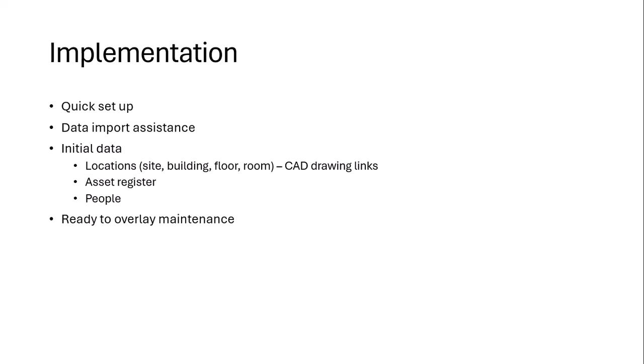Data required at the outset usually includes details of locations, for example site, building, floor and room. These are the starting point for any implementation and may or may not be linked to floor plan drawings in AutoCAD formats. Asset register, including notes such as location, condition, previous work information, and associated documentation or photographs. Staff data, so staff, contractors, and end users. And with these core data in place, maintenance tasks can be overlaid against the assets.